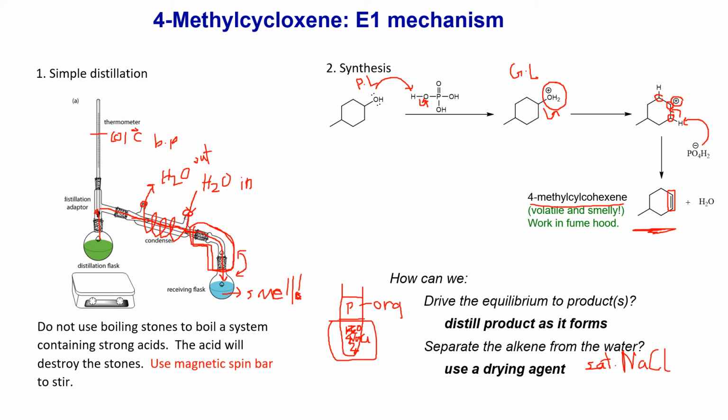So how do we get rid of that? We cannot pipette it out. We cannot decant it out. So you still have small droplets of water. So how do we get rid of those? You want to make sure that this 4-methylcyclohexene is really dry. So how do we get rid of these droplets of water?